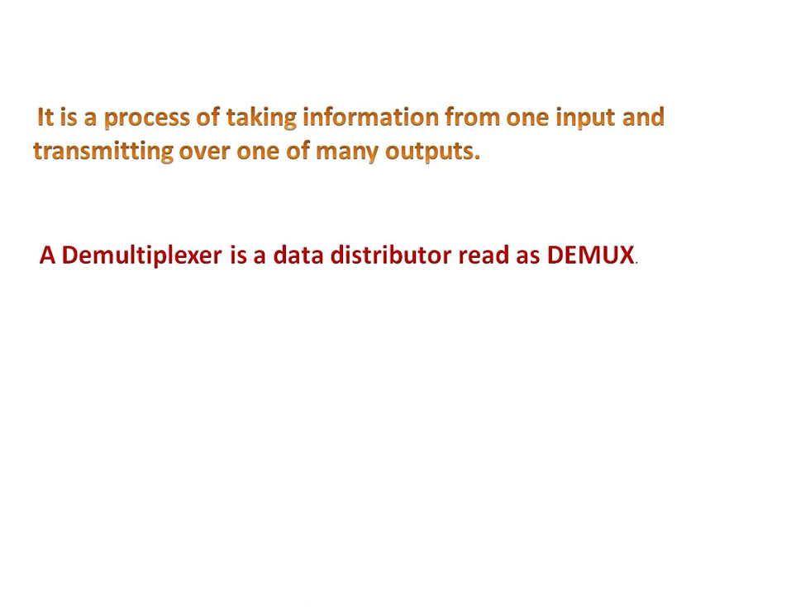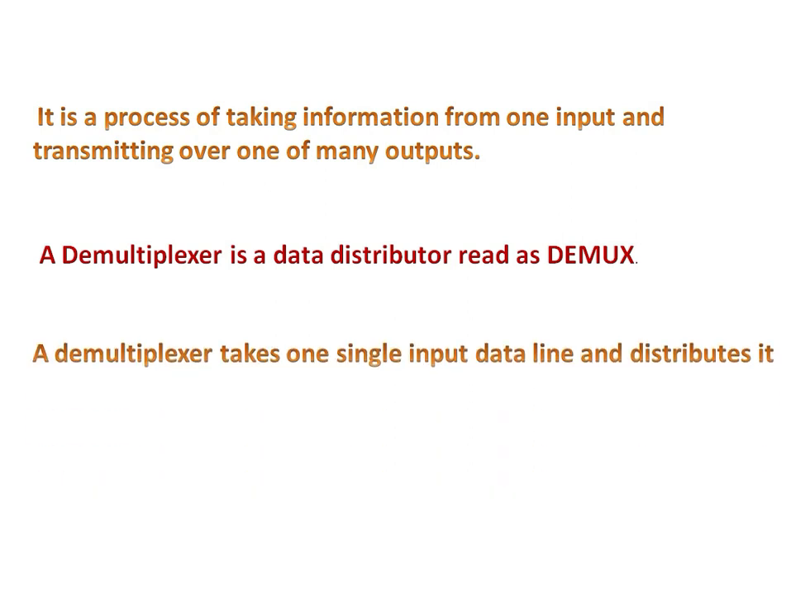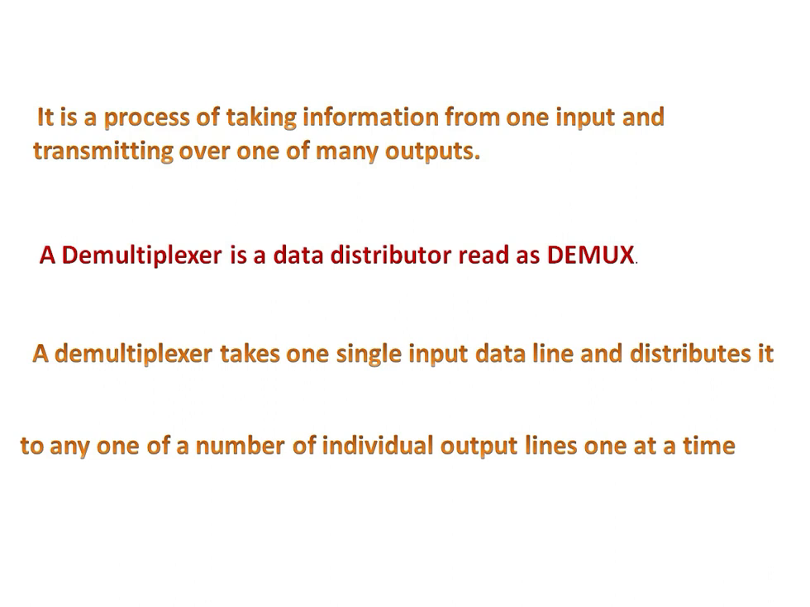A demultiplexer is also called a data distributor, read as demux, so we can call it demux. A demultiplexer takes one input data line and distributes it to one of a number of individual output lines, one at a time. Suppose you give one input and you want to reach a particular destination. When you give the value, that particular target is selected.